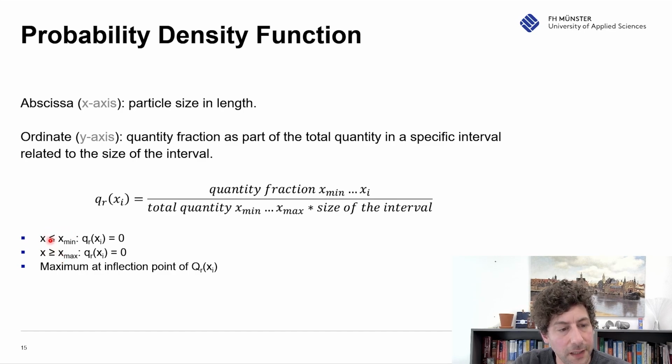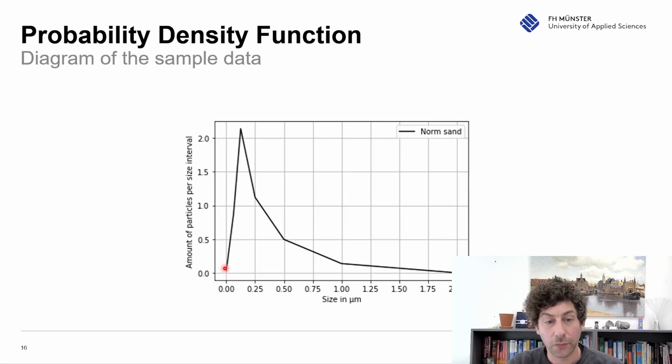It means that each value smaller or larger than x is 0. This is what we also saw in the first diagram I showed you, right? And we have a maximum at the inflection point of Q(x). We will see in a minute why. And if we did this for our sample data, we would not get the cumulative, but now we would get the probability density function. And this looks a little bit different.